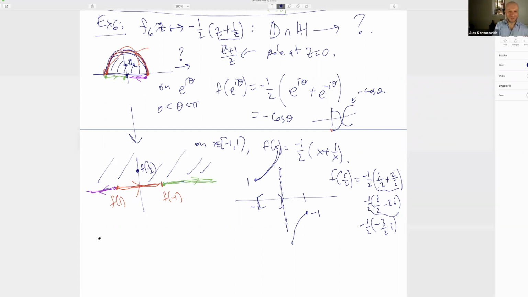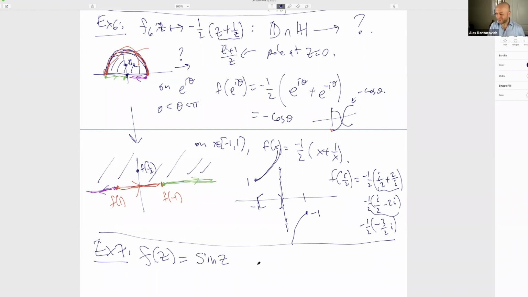Okay, let's do one last one, and then we'll take a break. Is that okay? One last one, example 7. f of z is equal to, you thought you knew this function. You've seen this function your whole lives, and now we're going to see what it actually does. f of z on, let's say, negative pi over 2 to pi over 2. Boom.